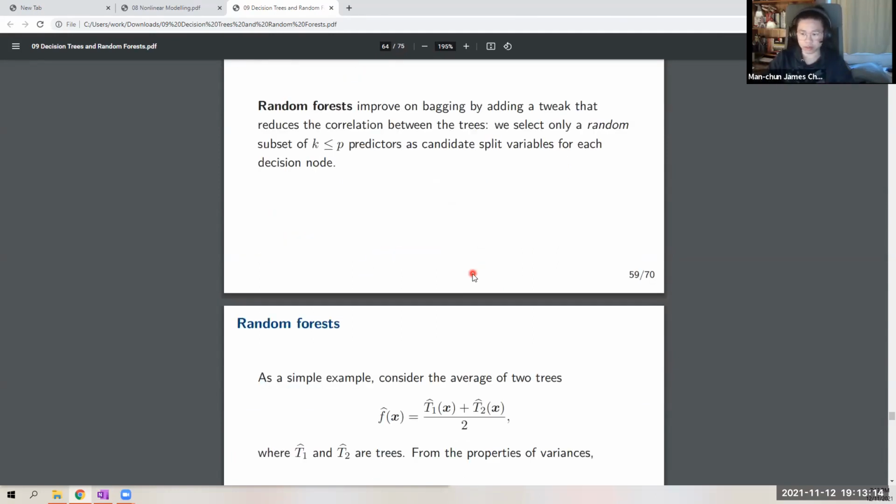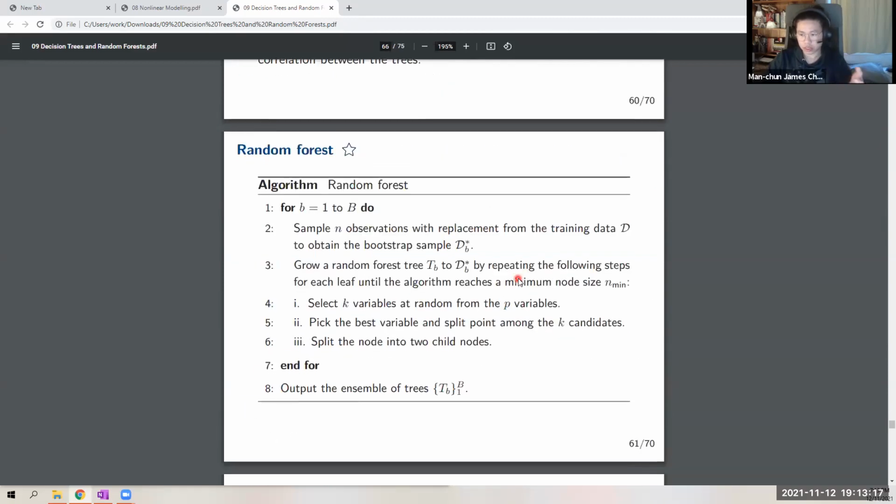The difference between random forests and bagging is that in random forests you can only use a certain number of predictors at each split. That decreases the variance.